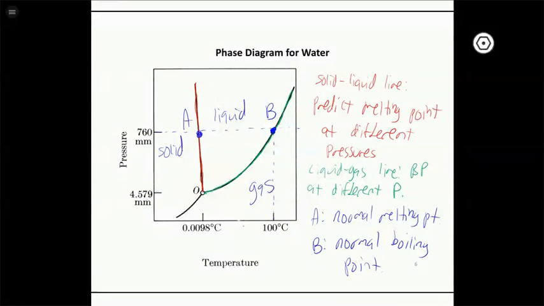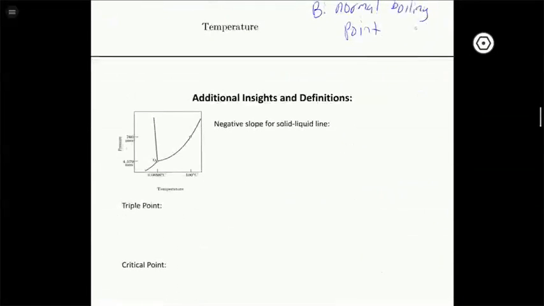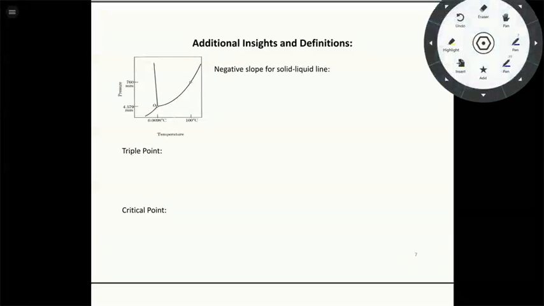Now what are some other things we can learn from this? A little bit more detail now, so just a smaller version of the exact same thing I just showed you. One thing we can look at is the slope of the liquid solid line. The liquid solid line can either have a negative slope, which we have here, or it can be positive, which we have for other substances. In this case, it's negative. So let's think about what happens.